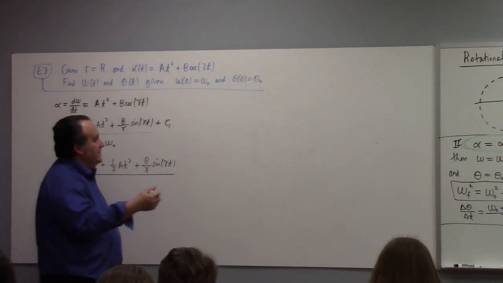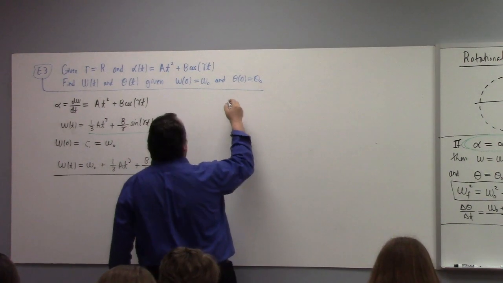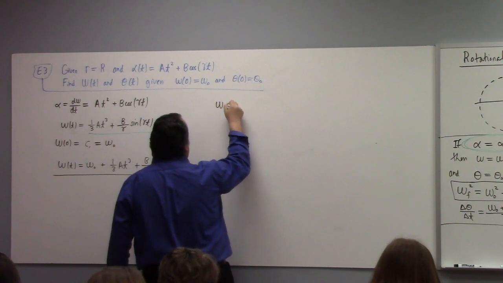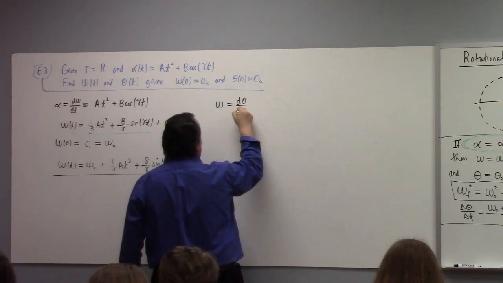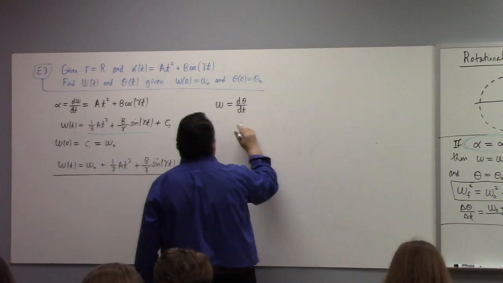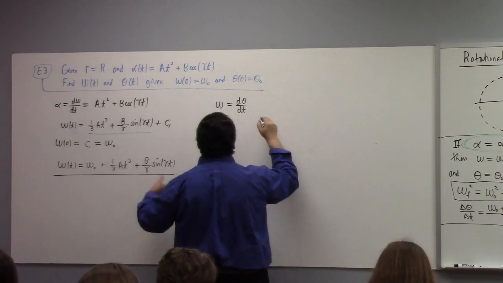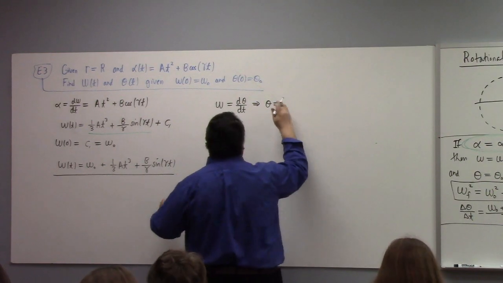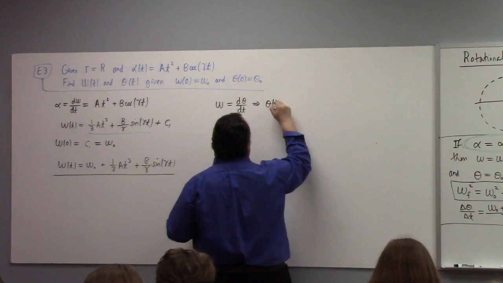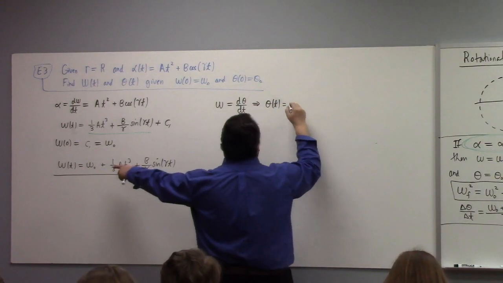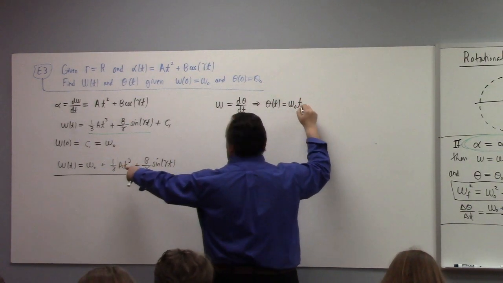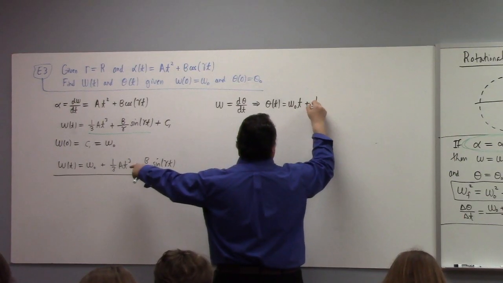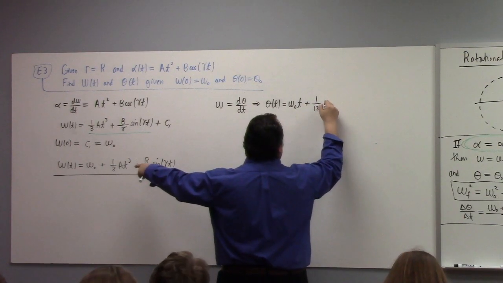Next up, we need to find the angle. So remember that omega is equal to d theta dt, which is equal to this, which implies what? Theta as a function of time is equal to, I integrate omega naught, I get omega naught t, and I integrate the next term, I get plus 1/12 a t to the 4th, right?